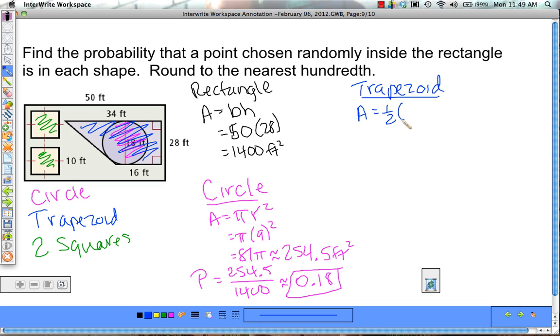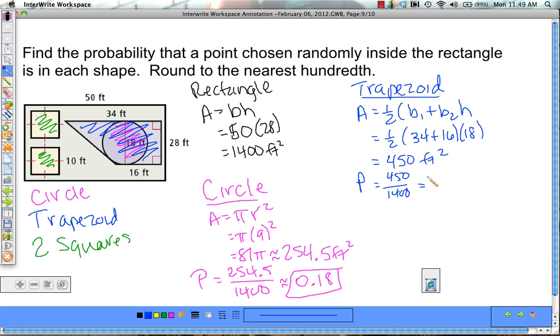So remember, the area of the trapezoid is 1/2 times base 1 plus base 2 times the height. So we have 1/2, base 1 is 34, base 2 is 16, and our height is 18. When we simplify that, we get that the trapezoid has an area of 450 square feet. So the probability for the trapezoid would be 450 out of the 1,400, which is approximately 0.32.